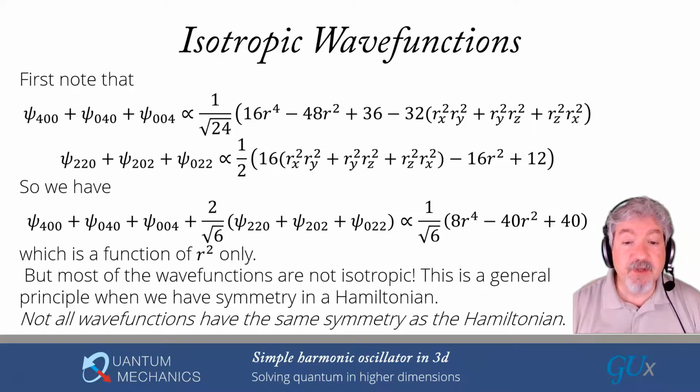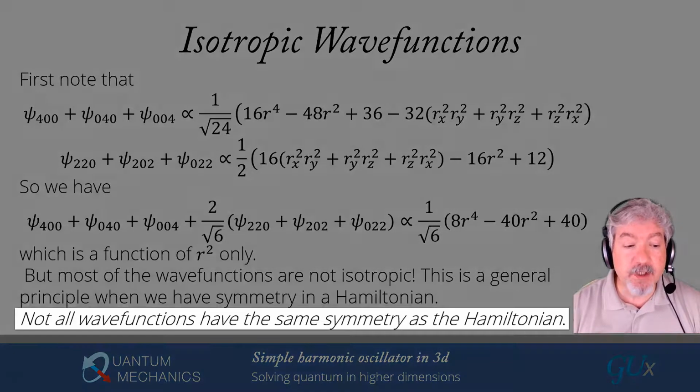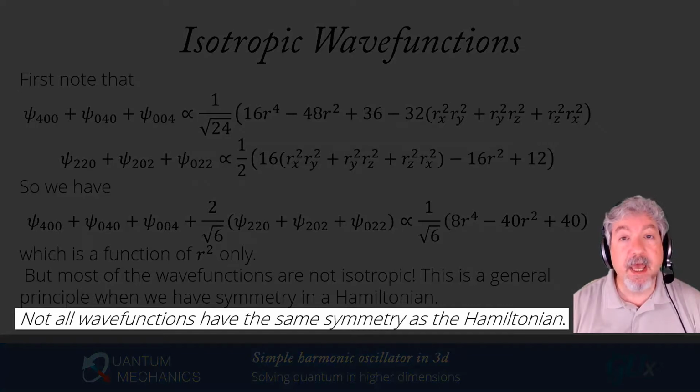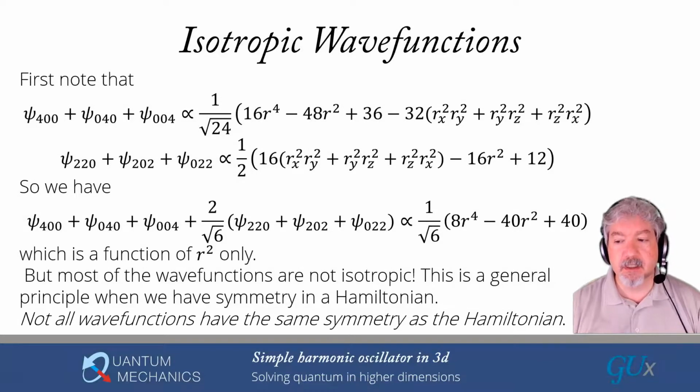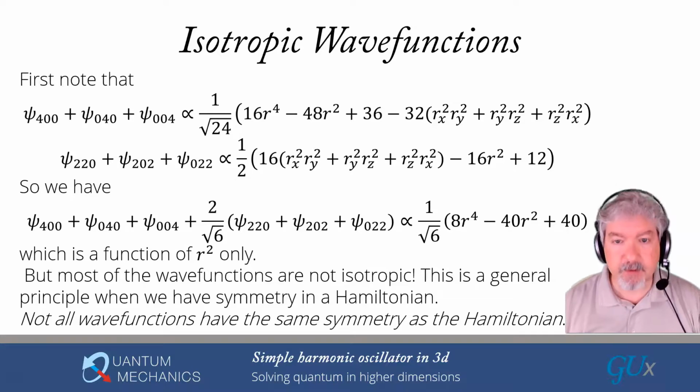But note that any of the other linear combinations will not be just functions of r squared. So what we learn is that while some of the wave functions can have the full symmetry of the Hamiltonian, most of the wave functions are not isotropic. And so this is a very important result. Not all wave functions have the same symmetry of the Hamiltonian. And this is something that we're going to see happen again and again in different calculations that we work with in systems that have degeneracy.